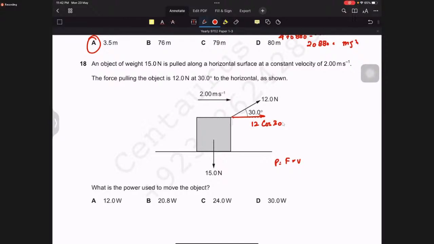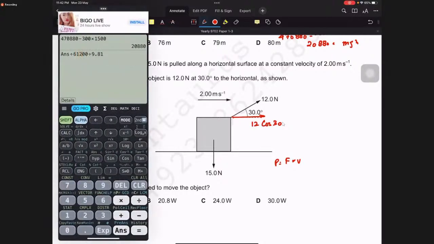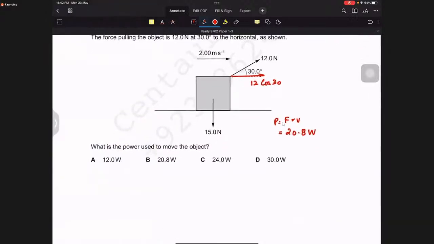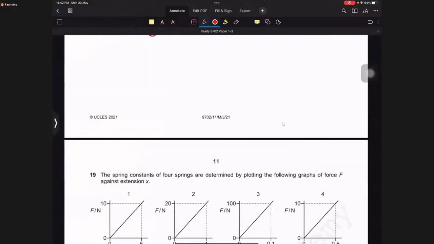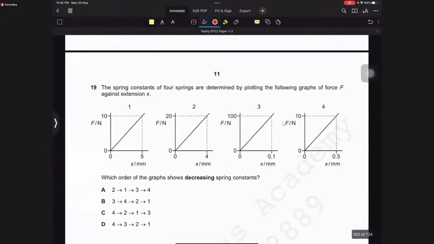Second, please. 12 cosine 30 times 2. Okay, so this comes out to be 20.8 watt. And I think that should be the correct answer. Pretty simple here. And now let's go to this.